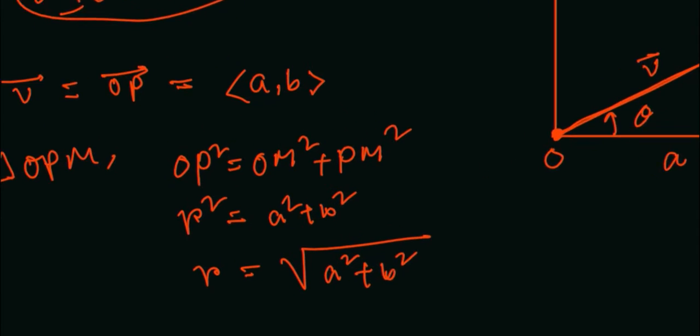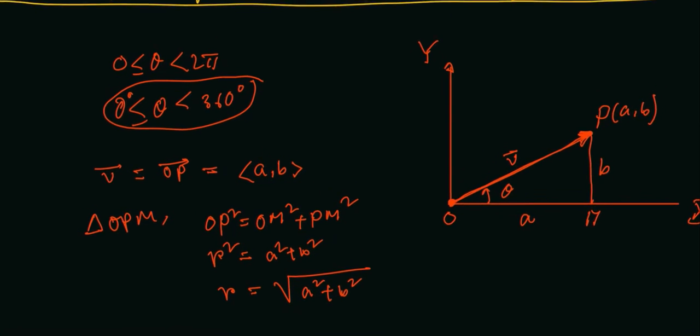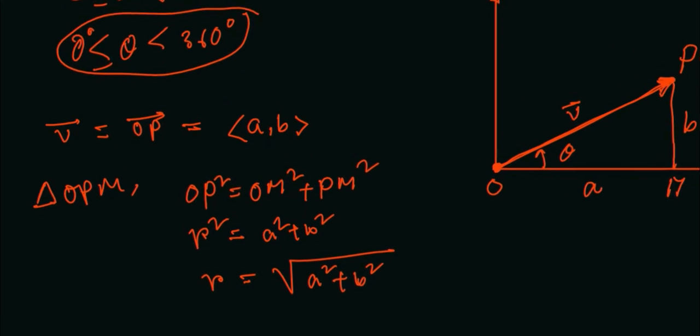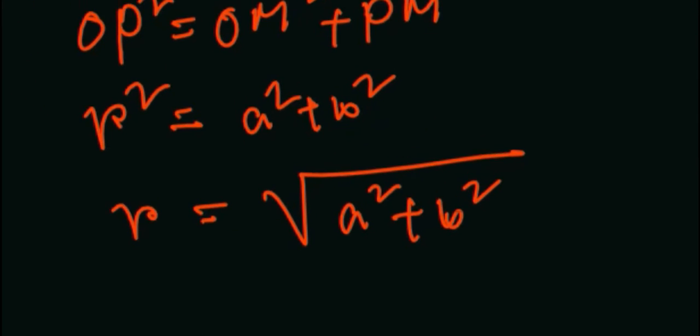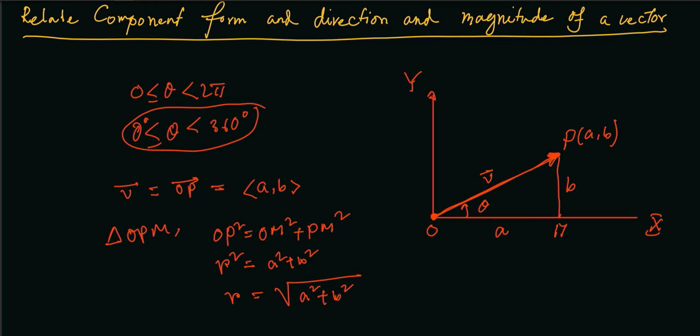Note here we are not considering the plus minus sign, only the positive sign, because it's the distance from the origin to the point P, so it's always positive. So this R is the magnitude of the vector v, so we denote the magnitude of vector v equals R.